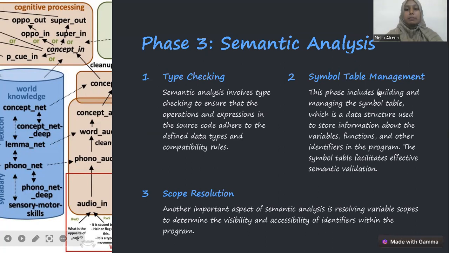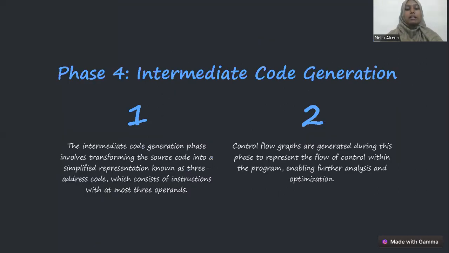Symbol table management. This phase includes building and managing the symbol table, which is a data structure used to store information about the variables, functions, and other identifiers in the program. The symbol table facilitates effective semantic validations. The scope resolution. Another important aspect of semantic analysis is resolving variable scopes to determine the visibility and accessibility of identifiers within the program. The fourth phase of RAT compiler is intermediate code generation.